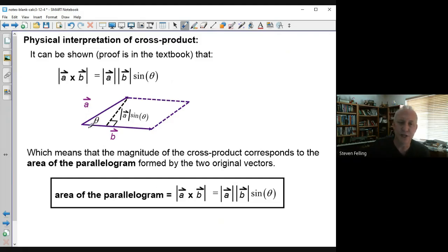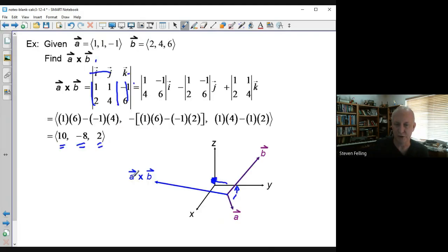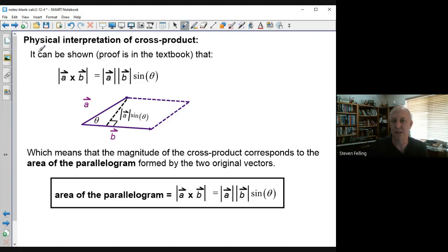So if we have two vectors A cross B, it turns out, and there's a proof again in the textbook, that if you take the magnitude of this A cross B vector, so you computed your vector like we did on the last page, but then you take the magnitude of it. So you take the square root of the sum of the squares of these numbers, that will produce a number, right? And that number has a meaning, okay?